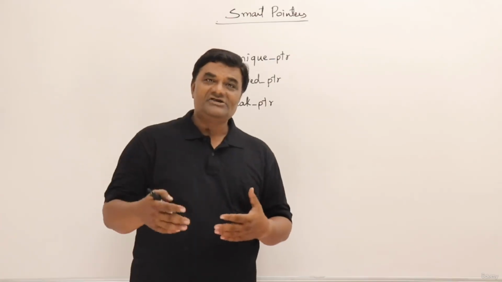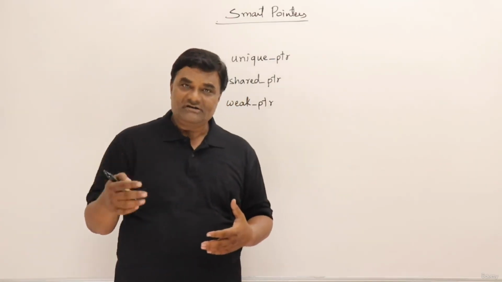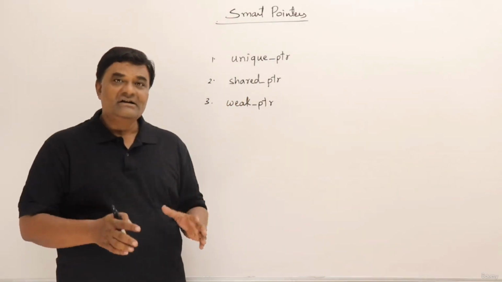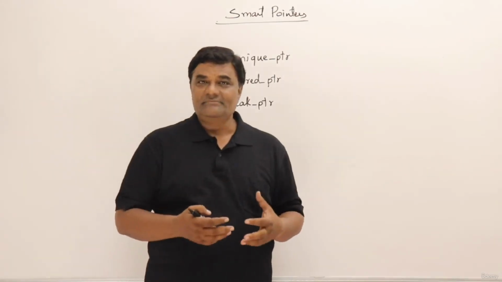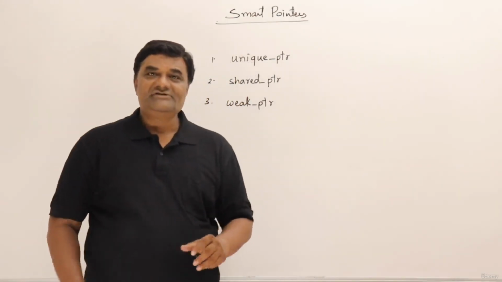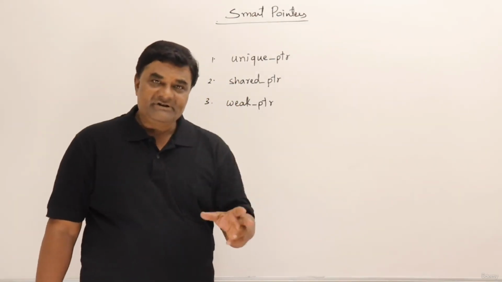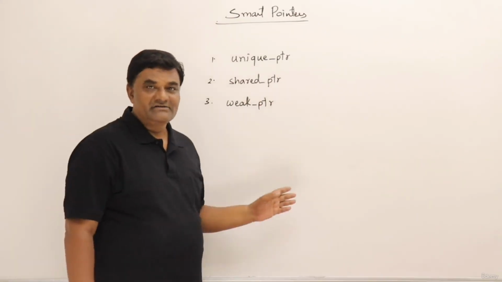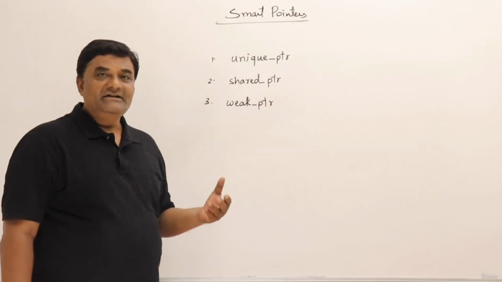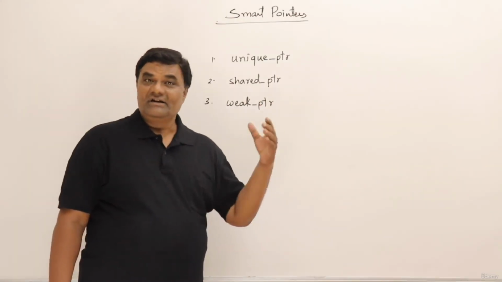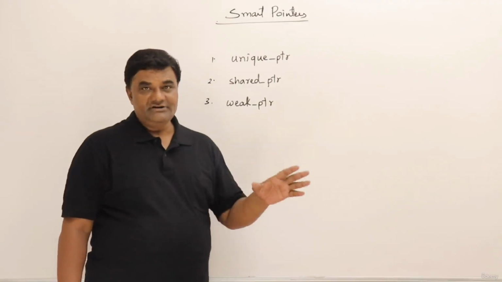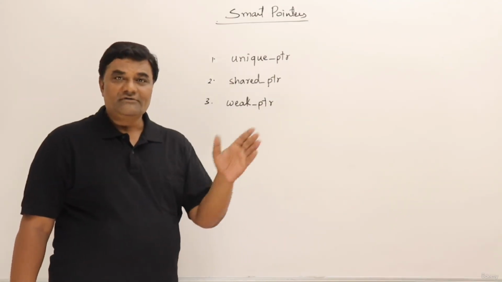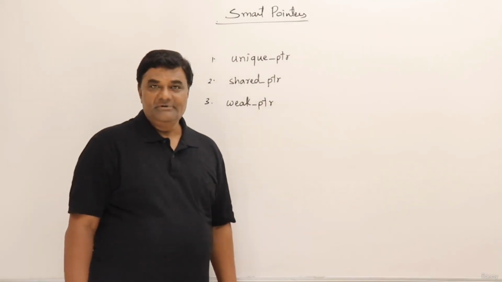Languages like Java and C# or the .NET framework provide a garbage collection mechanism to deallocate the objects which are not in use. So C++ provides smart pointers which automatically manage memory, and they will deallocate the object when they are not in use. When the pointer goes out of scope, it will automatically deallocate the memory.